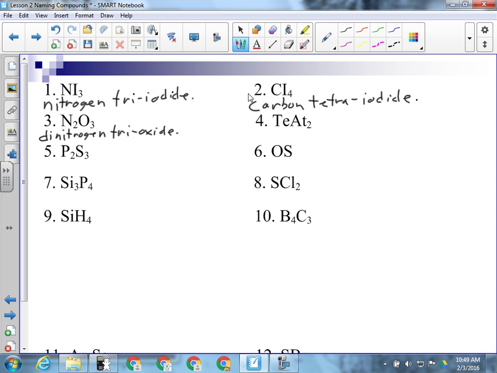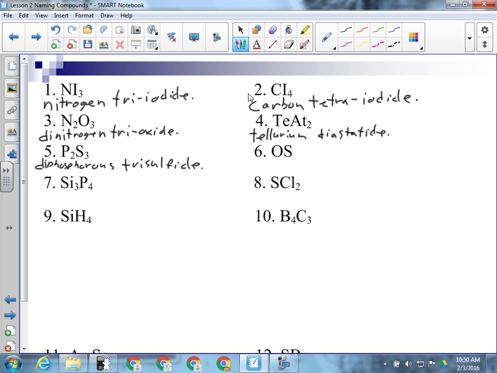Okay, and then for number 4, we've got tellurium with astatine, so that's going to be tellurium, because the first ones don't get a prefix. Okay, if it's mono, okay, tellurium diastatide. Okay, and then for number 5, we've got phosphorus together with sulfur. They both have numbers this time, so not nitrogen, diphosphorus. Okay, trisulfide.